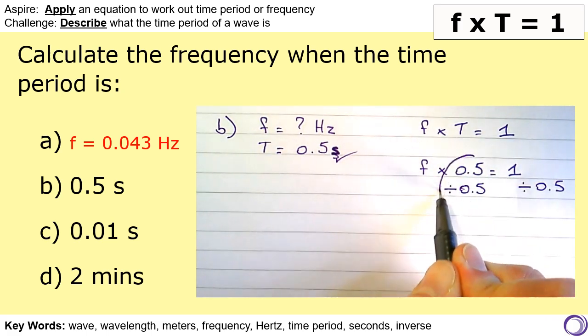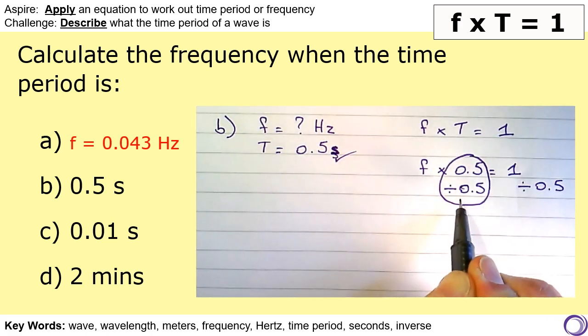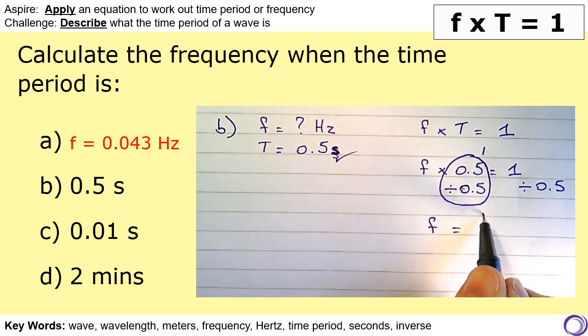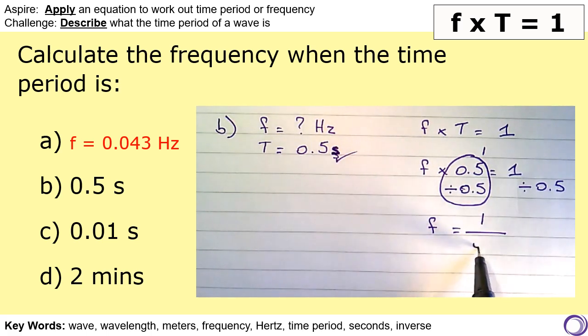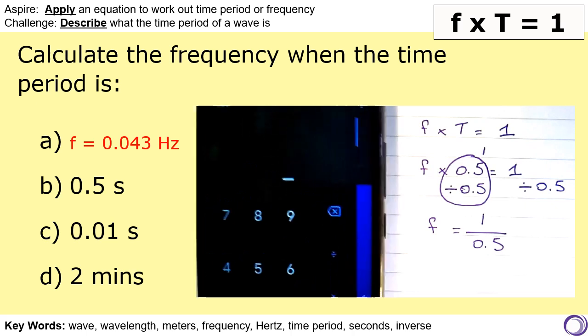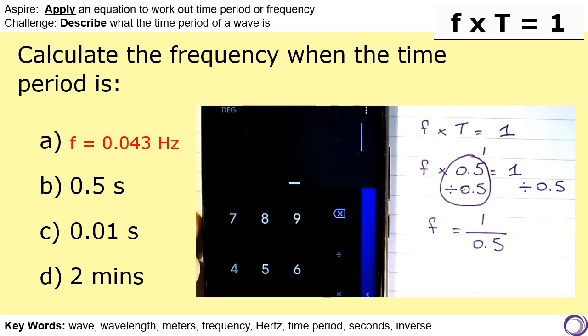So multiply by 0.5 and then dividing by 0.5, that's the same as just multiplying by 1, so they cancel each other out. So now on the left-hand side, we just have f equals 1 divided by 0.5. So we get our calculator, and I can do 1 divided by 0.5, and the answer that I get is 2. So my answer is frequency equals 2, and I write the unit hertz.